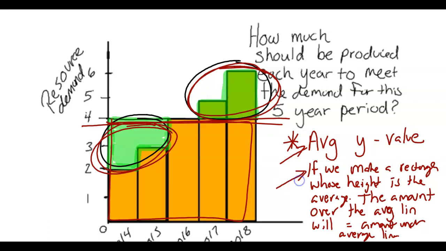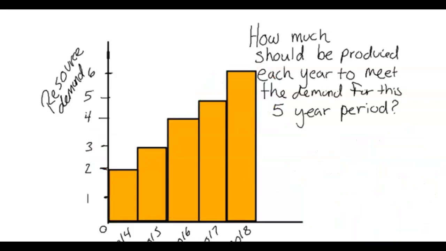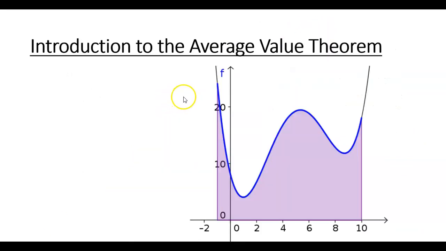And geometrically, if you were to draw a rectangle whose height is the average value, the amount over should equal the amount under. All right, so keep that in mind. That's the coolest part of the lesson, in my opinion, because the rest of it is just details and calculus technicalities. So here we go.